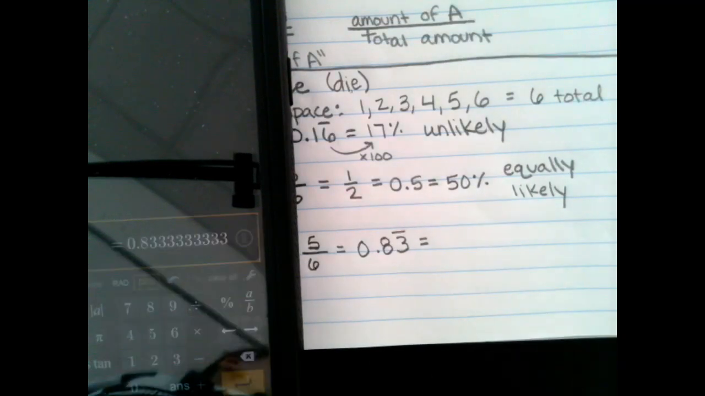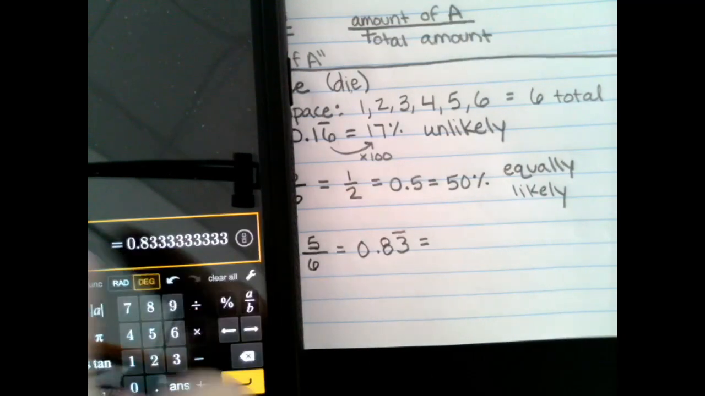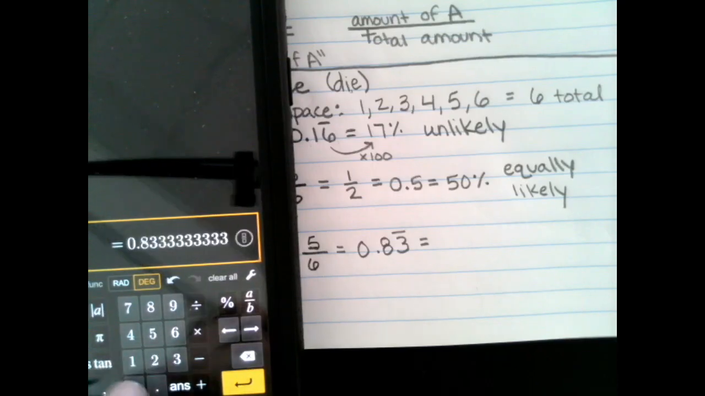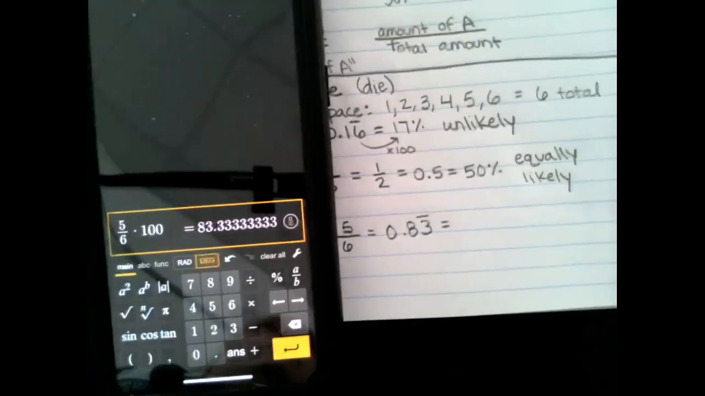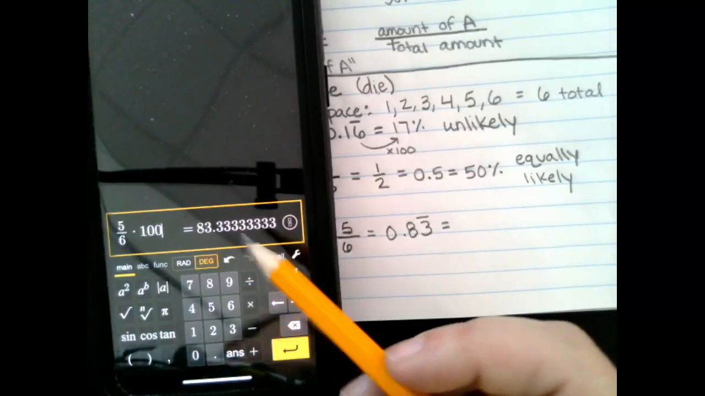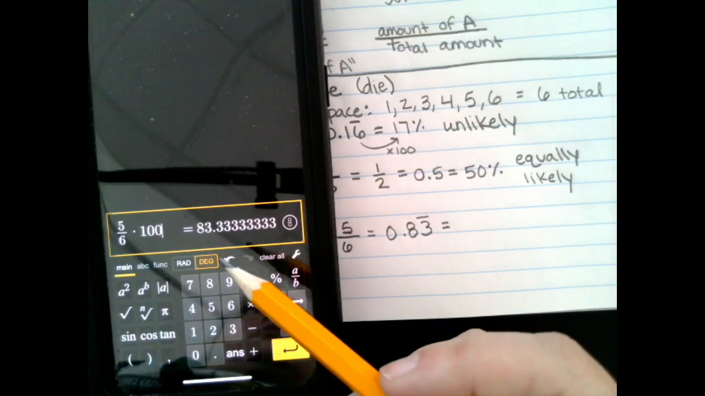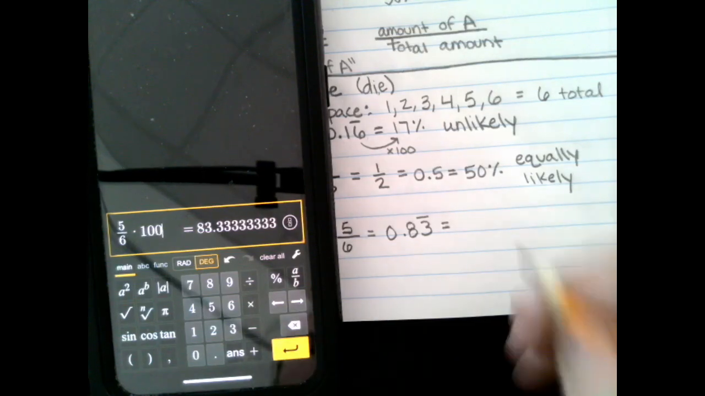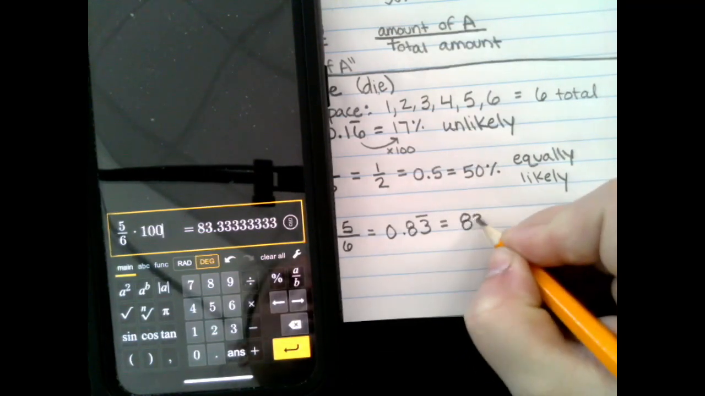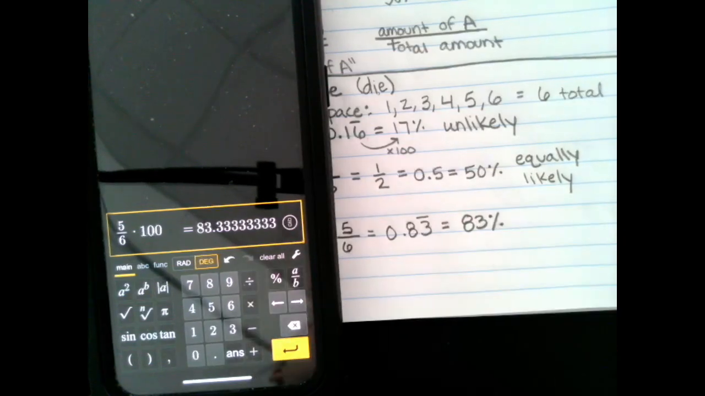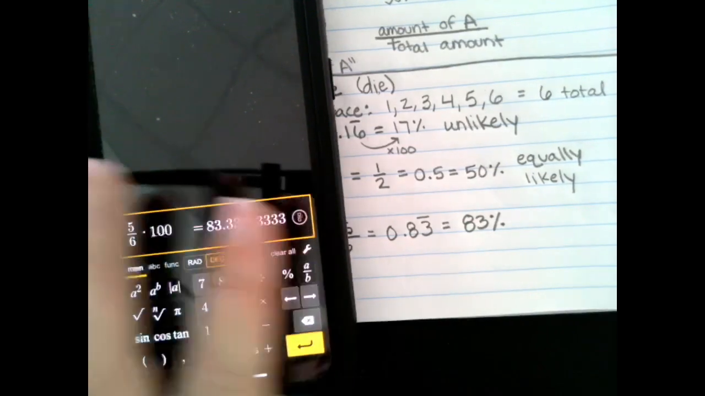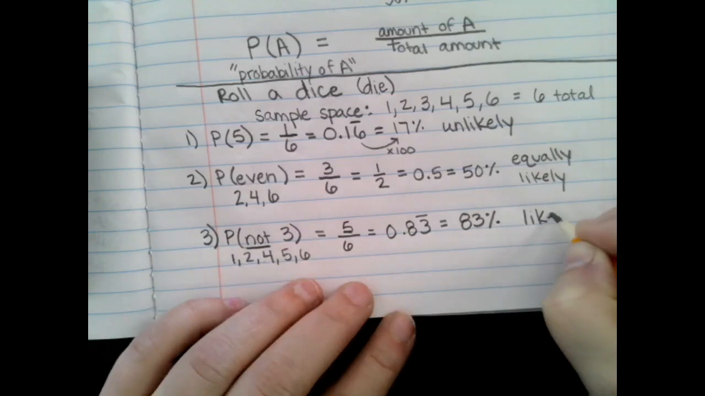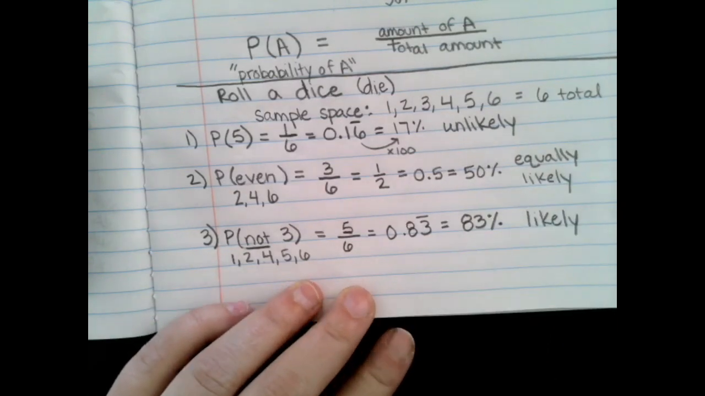Okay, so 0.8 and then 3 repeating. If it's hard to visualize that decimal and decide if it's going to be 83% or 84%, you can always say times 100 in your calculator. And with that times 100, we say it's 83.3. So is 83.3 going to stay at 83 or change to 84? Stay, good. 83%. And what category would we put 83% in? Likely, good. Probably going to happen, but not exactly.